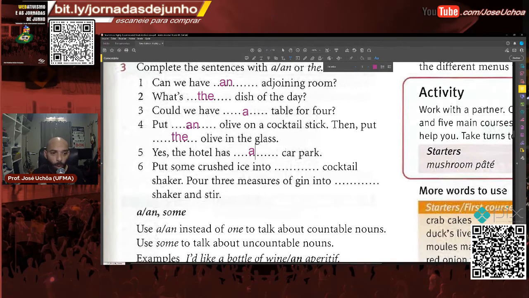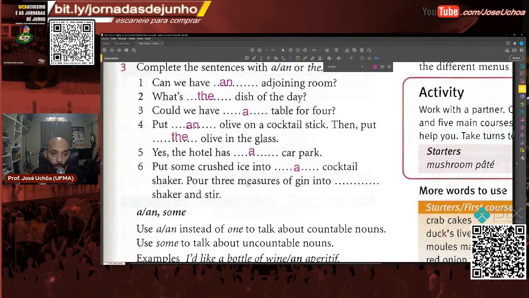And finally, number six, put some crushed ice into a cocktail shaker. A, an, or the? Well, I'm talking about any cocktail shaker available. My cocktail shaker, your cocktail shaker, or his or her cocktail shaker will depend on who I'm talking to. It's not specific, it's generic. So, a cocktail shaker. And why a and not an? Because I'm being generic.